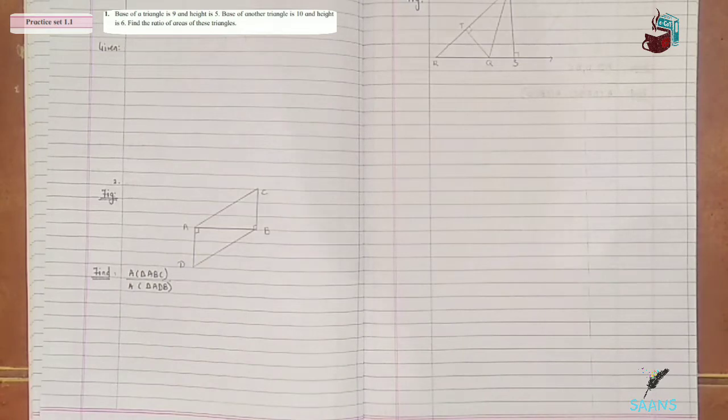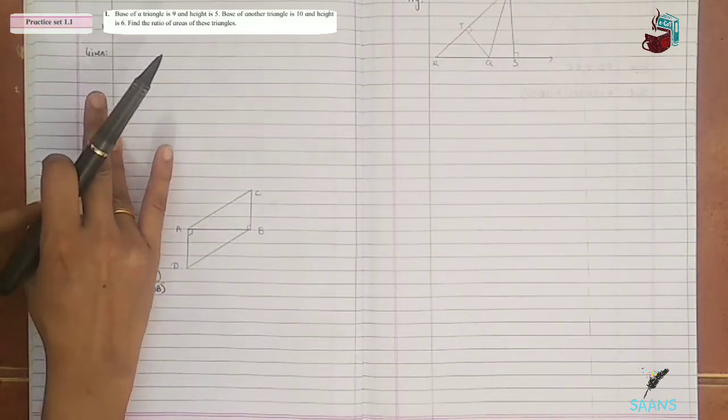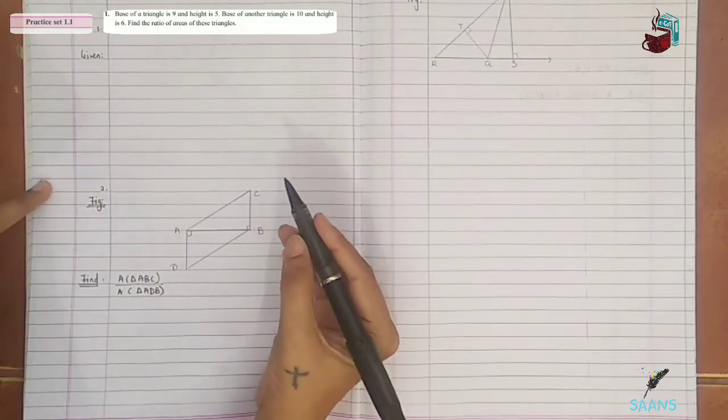We're going to start with the sums from the practice set. I hope you've understood the explanation for all of the above. Now let's start with practice set 1.1. This type of sum comes for hardly 1 mark, but it does. A very common sum. So we'll start with the given.